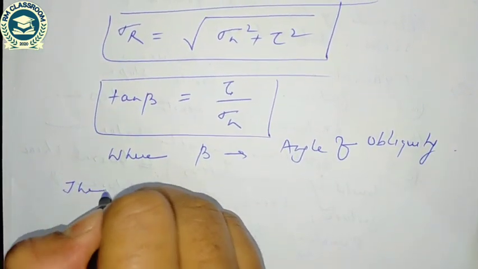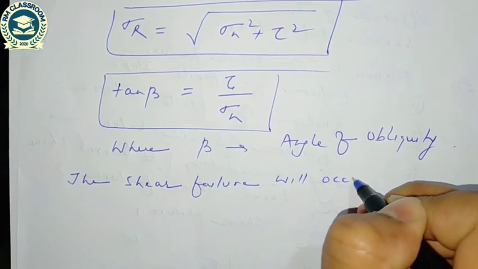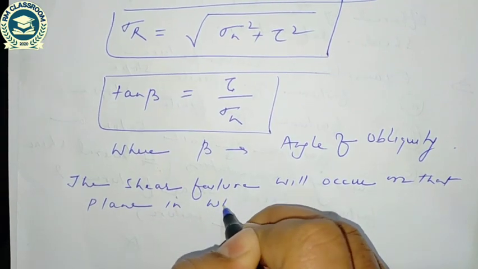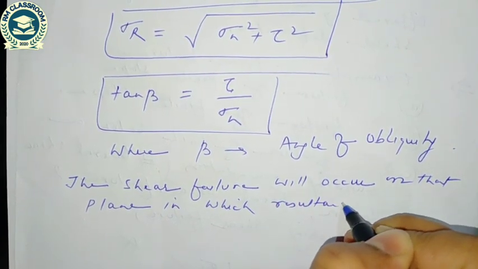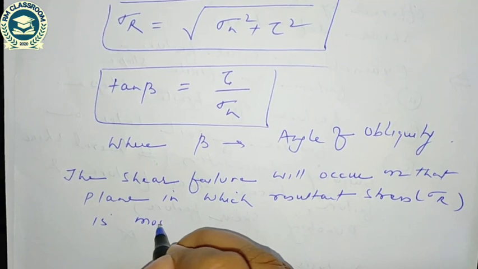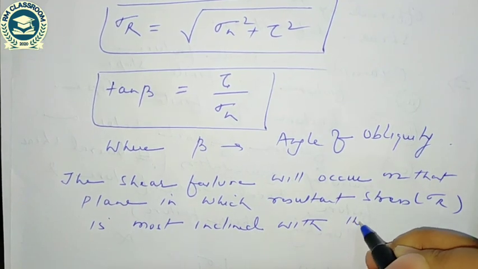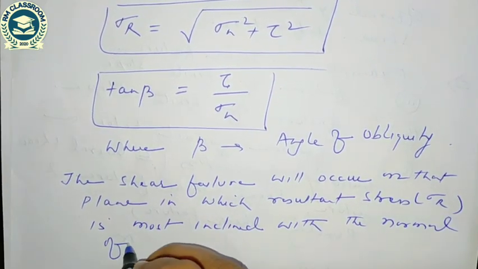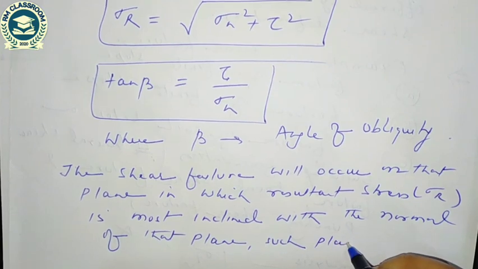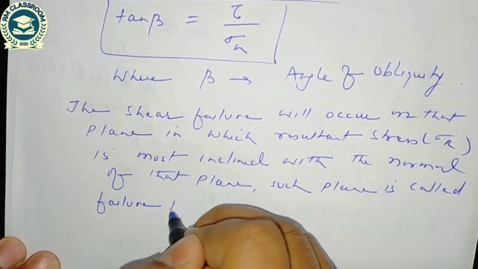The shear failure will occur on that plane in which the resultant stress is most inclined with the normal of that plane, and such a plane is called the failure plane or critical plane.